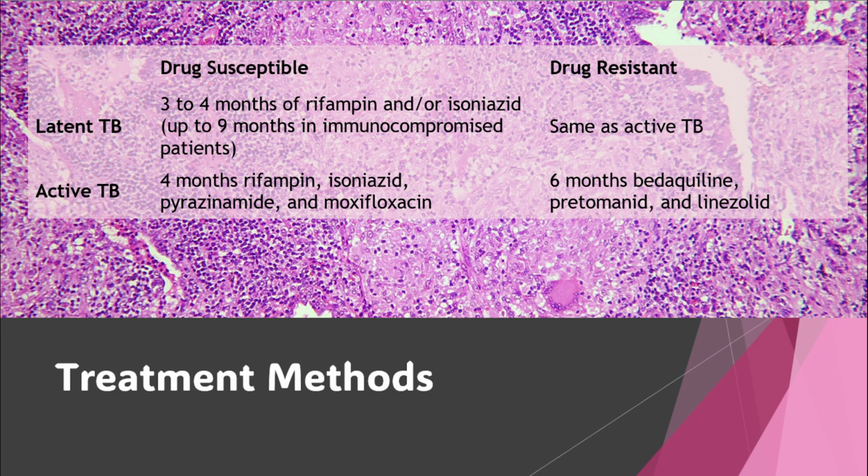In active tuberculosis of the drug-susceptible variety, the treatment regimen is 4 months of rifampin, isoniazid, pyrazinamide, and moxifloxacin. In drug-resistant strains of tuberculosis, latent TB is treated with the same regimen as active TB, which is 6 months of bedaquiline, pretomanid, and linezolid.